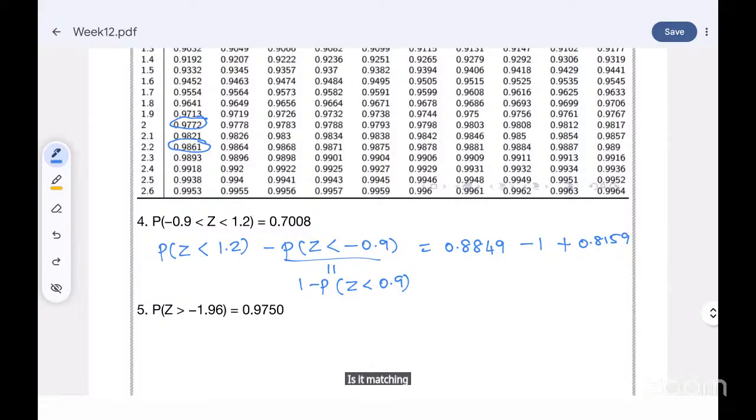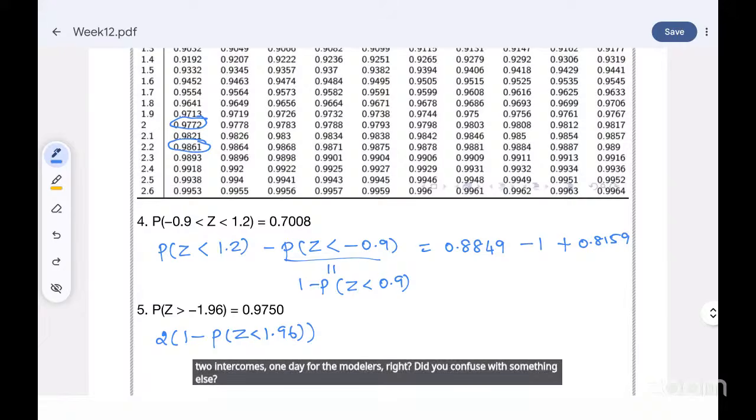Is it matching? Yes. Okay. So for the next one, how to do probability of z greater than minus 1.96? 2 into 1 minus probability of z less than... But why 2 into? 2 into comes only for the modulus, right? Did you confuse with something else?